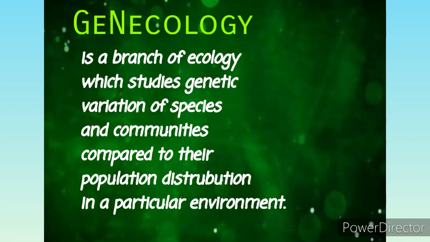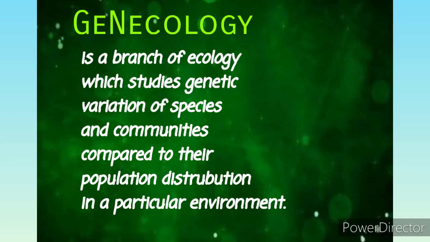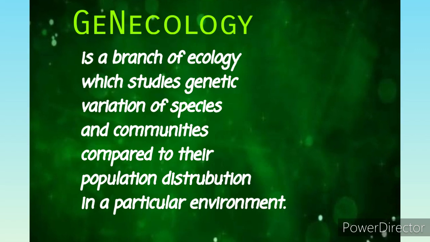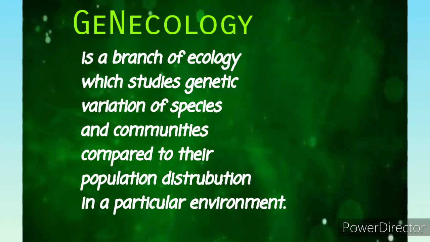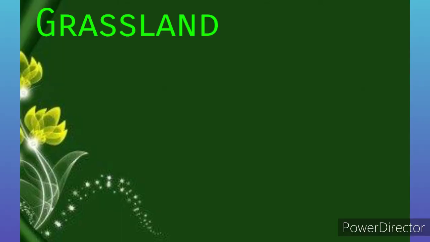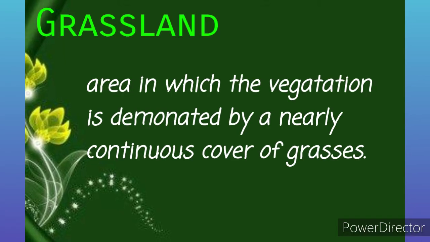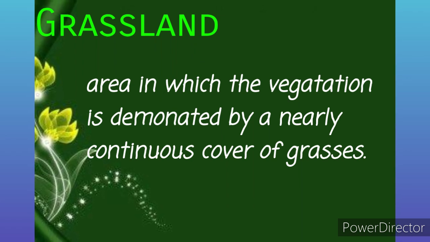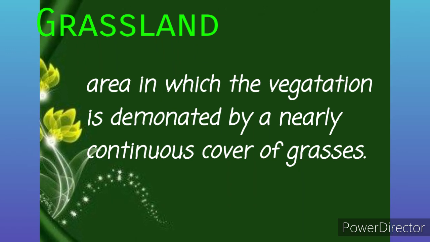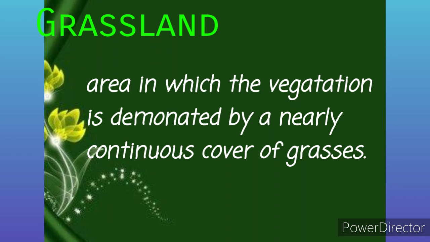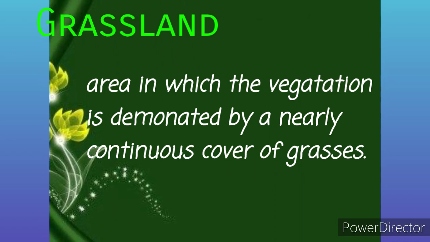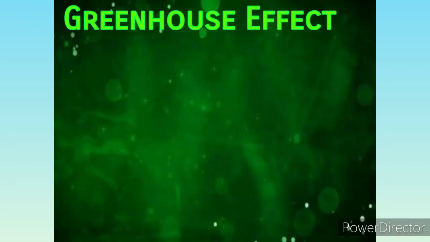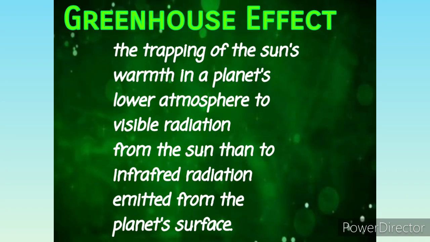Genecology is a branch of ecology which studies genetic variation of species and communities compared to their population distribution in a particular environment. Grassland, an area in which the vegetation is dominated by a nearly continuous cover of grasses. It occurs in environments conducive to the growth of this plant cover, but not to that of taller plants, particularly trees and shrubs.